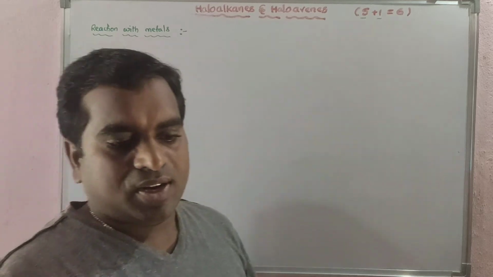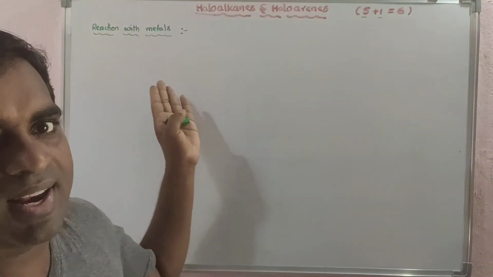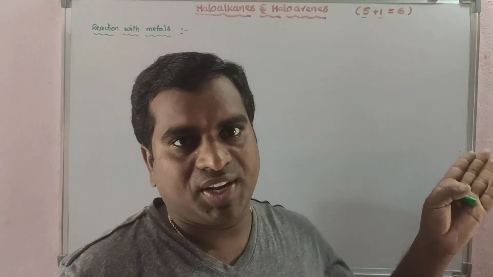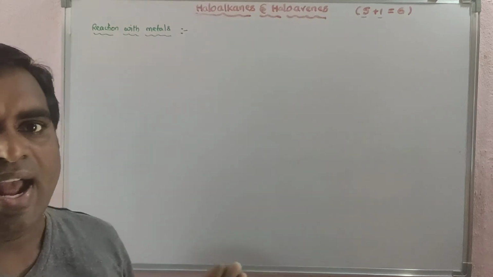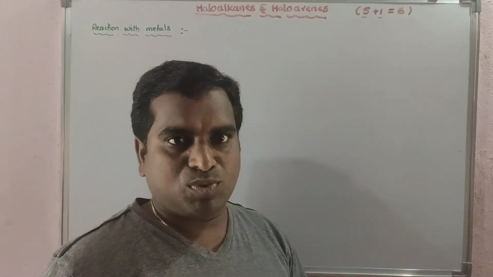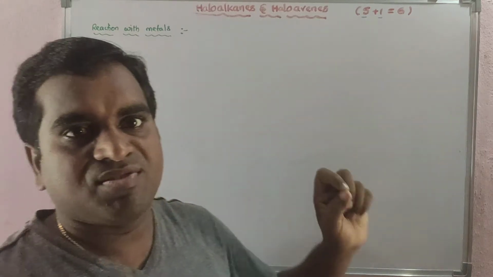Continuing from before, we have already discussed that the reactions of alkyl halides are divided into three categories. One is the nucleophilic substitution reaction, which we have already completed, and the second is the elimination reaction. In the last class we completed that one also. Now the third one is reaction with metals.